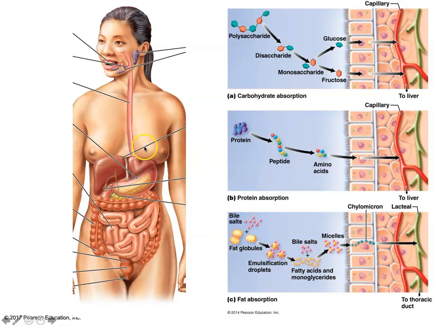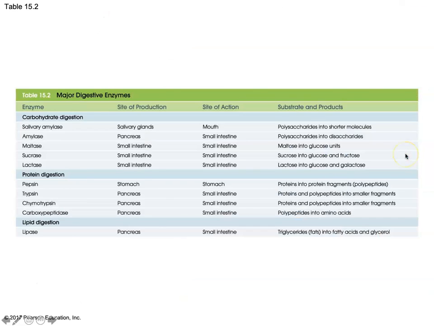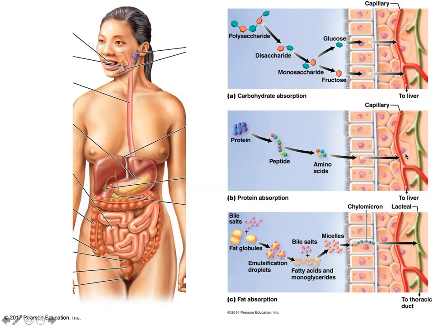So here we have polysaccharides. Polysaccharides are going to be broken down into disaccharides, and then finally monosaccharides. Those monosaccharides are small enough that they can be absorbed through the microvilli and pass through the cells into the bloodstream, into the capillaries. Proteins, same thing. They're going to be broken down into long chains of peptides and then finally into amino acids and absorbed into the bloodstream.